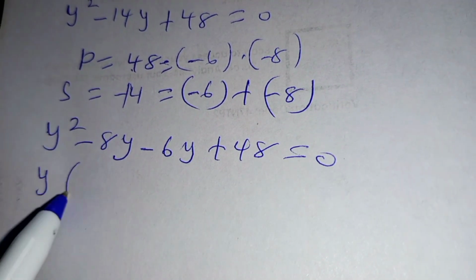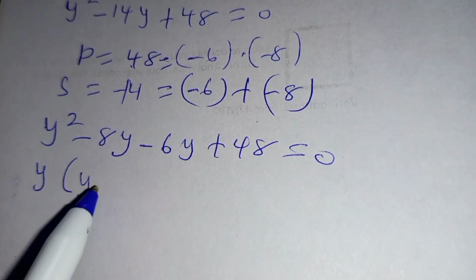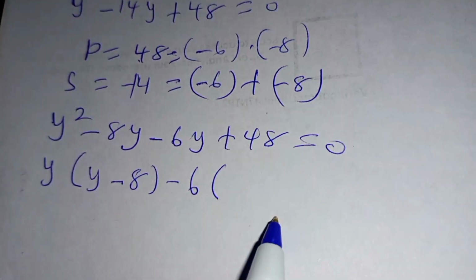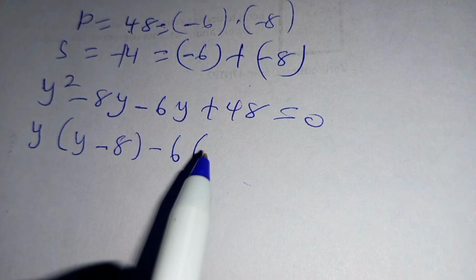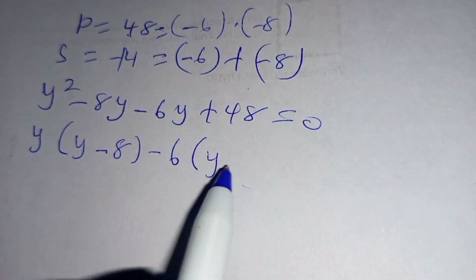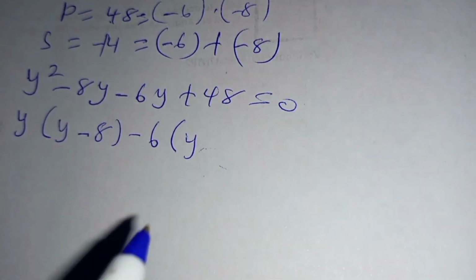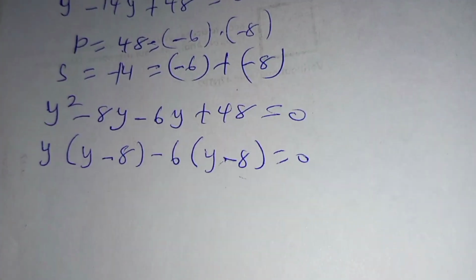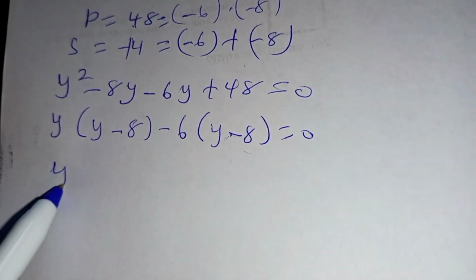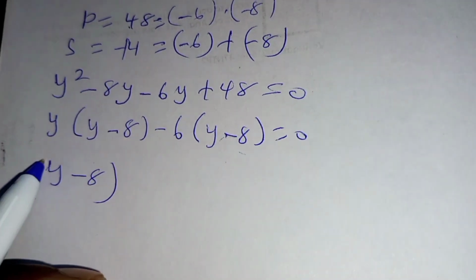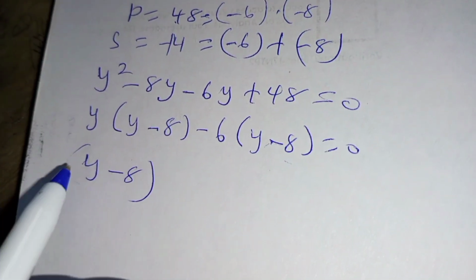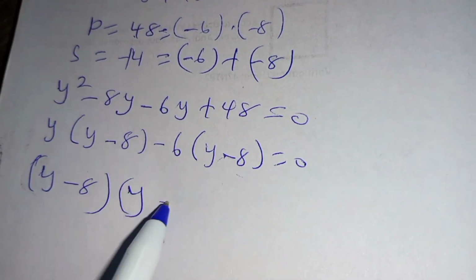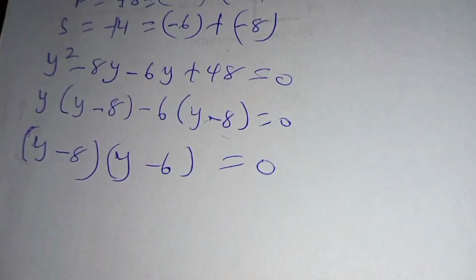Then we factorize by pairing. Y squared divided by y is y. Negative 8y divided by y is negative 8. Then we factorize negative 6. Negative 6y divided by negative 6 is y. 48 divided by negative 6 is negative 8. This is equal to 0. Then we factorize y minus 8. When you factorize y minus 8, you shall be left with y minus 6. This is equal to 0.